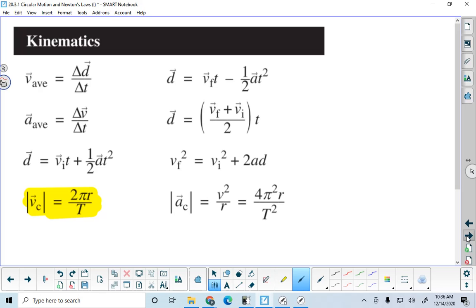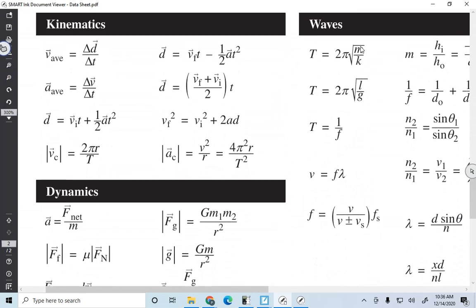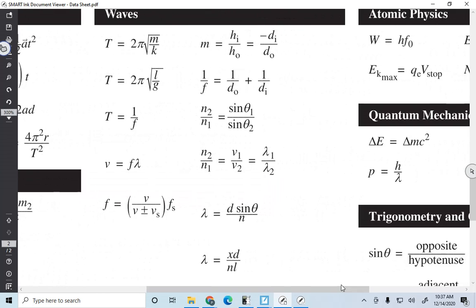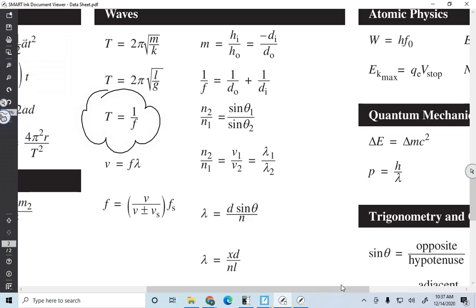By the way, if you look at your formula sheet and go to the section on waves, you will see your formula relating period and frequency. It's also used for wave motion, which we will learn about when we come back after Christmas break. Like, get back in the classroom. We won't be learning about waves for a very long time.